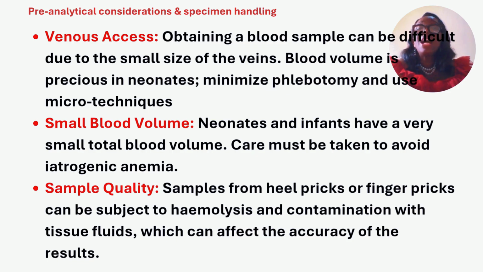Neonates and infants have a very small total blood volume. Therefore, care must be taken to avoid iatrogenic anemia. Then sample quality is very, very important. Samples from heel pricks or finger pricks can be subject to hemolysis and contamination with tissue fluid, which can affect the accuracy of the result.